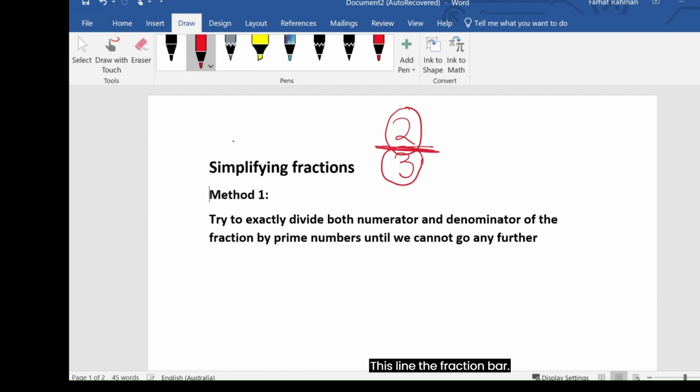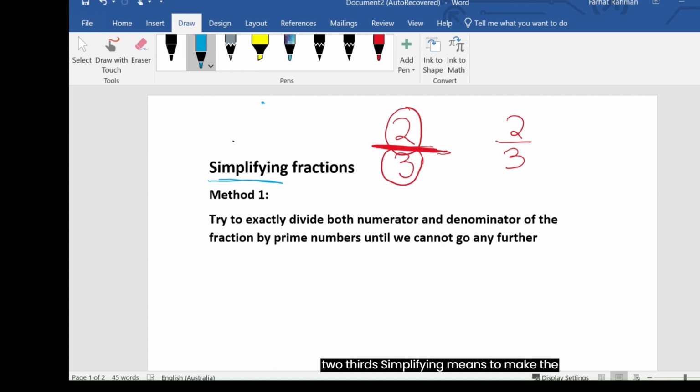This line, the fraction bar, separates the numerator and the denominator, and it can be read as 2/3, but the best way to say this fraction would be 2/3.